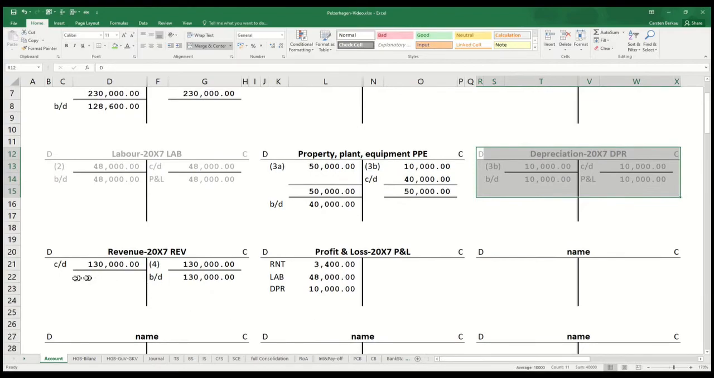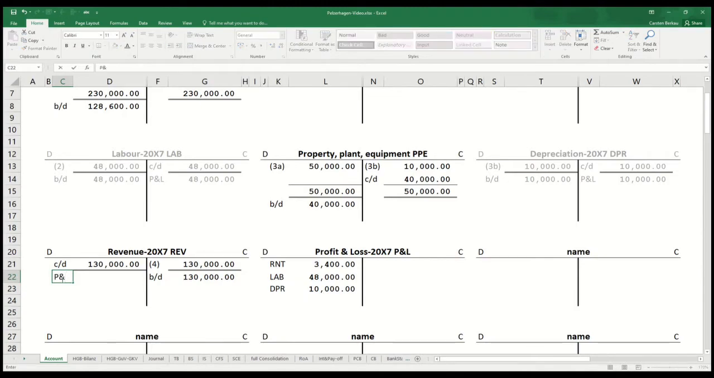We do the same with the revenue account, but now the revenue account will give us in the profit and loss account a credit entry, as this will increase the profit, and we have to make a debit entry as a contra entry. So we will record here profit and loss 130,000, and the contra entry by the name of revenue is recorded in the profit and loss account.